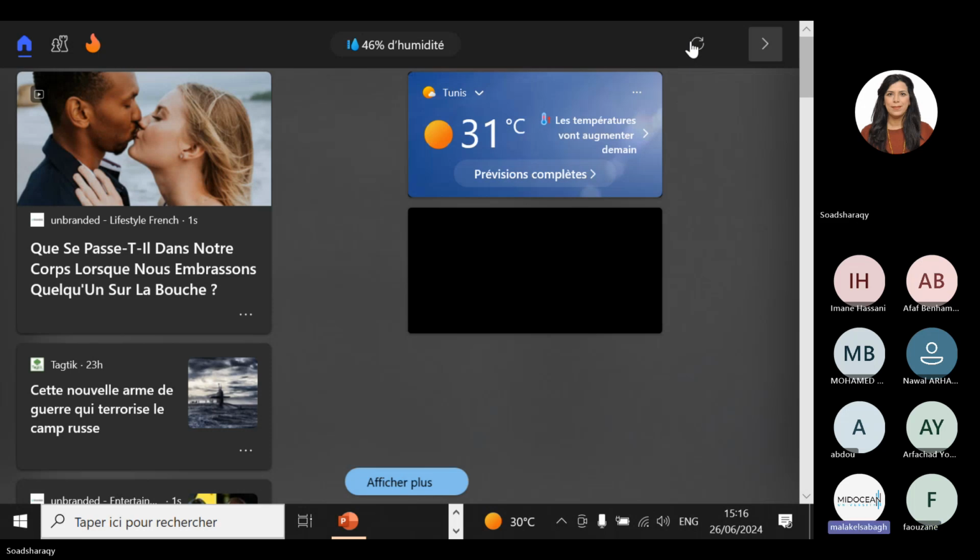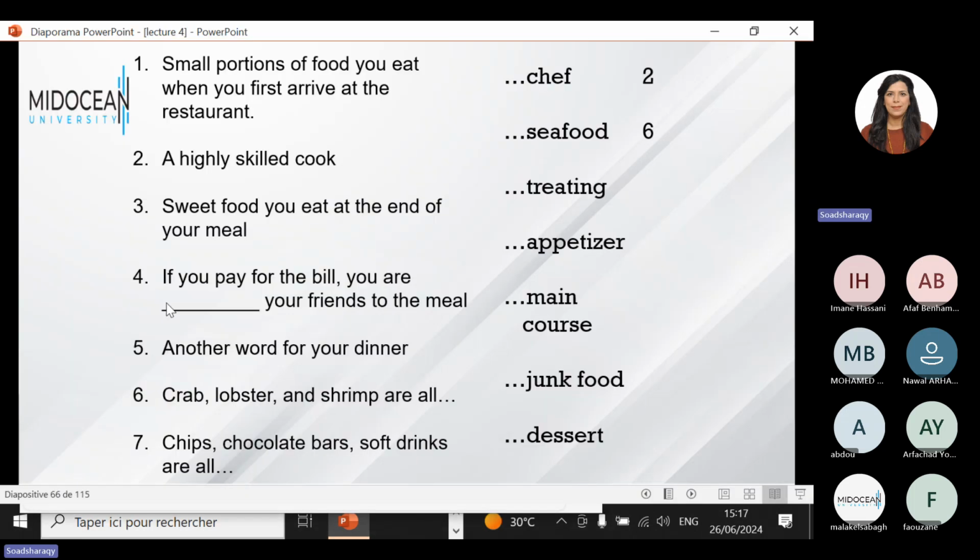We can see the presentation, please. Just a minute. Sorry, there is a problem here. All right, no problem. I'm sorry. Okay. I said number 4. So if you pay for the bill, you are your friends to the meal. So you said you are treating. You are treating your friends to the meal. Yeah. Continue. Number 5.